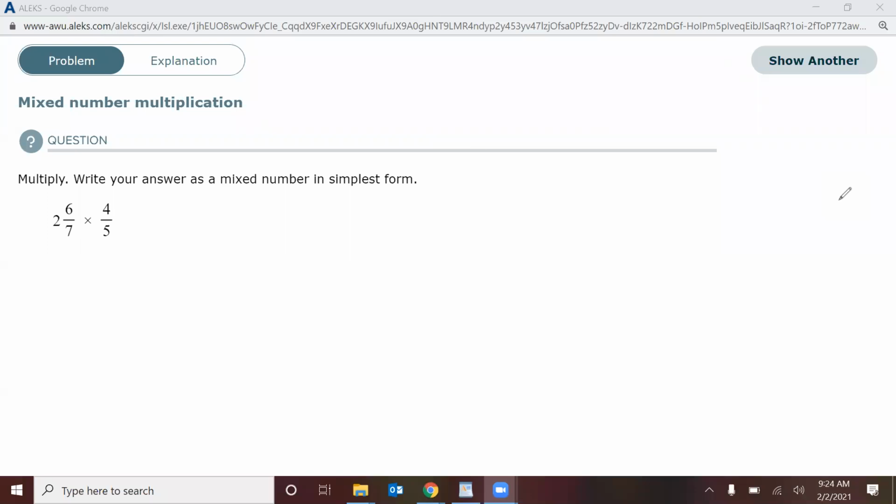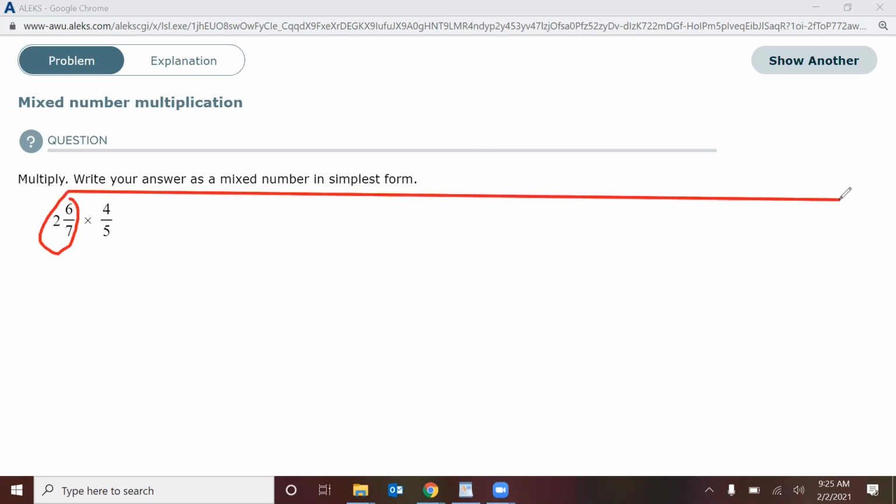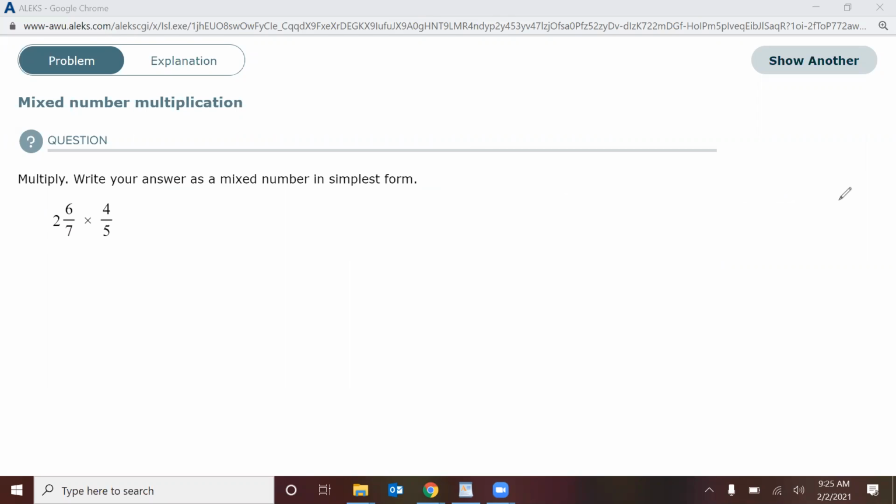Now let's see how to multiply mixed numbers. In order to do that, we need to convert the mixed number to an improper fraction. In fact, anytime you are working with mixed numbers, it is okay to convert them to improper fractions, and it is often preferable to do so. So to do that, I would multiply 7 by 2 and get 14, and then add on 6. 14 plus 6 is 20. So this becomes 20/7 times 4/5.